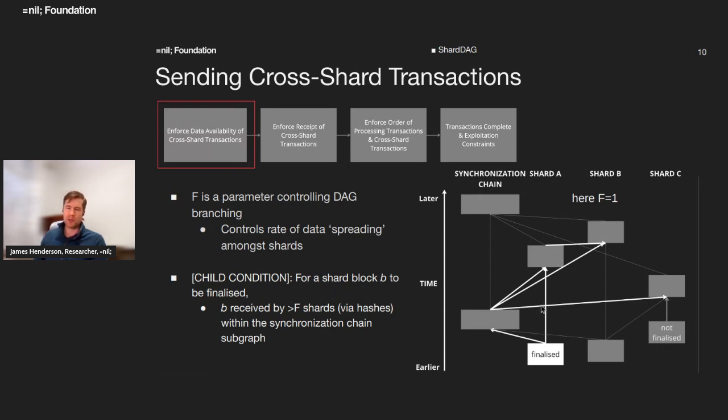But the key point really here is that when this white block is finalized, that means that all these shards, which it can be reached from, have acknowledged, by including these hashes, that they've received its cross-shard data that's in this block. And so here we're establishing the data availability of cross-shard transactions.